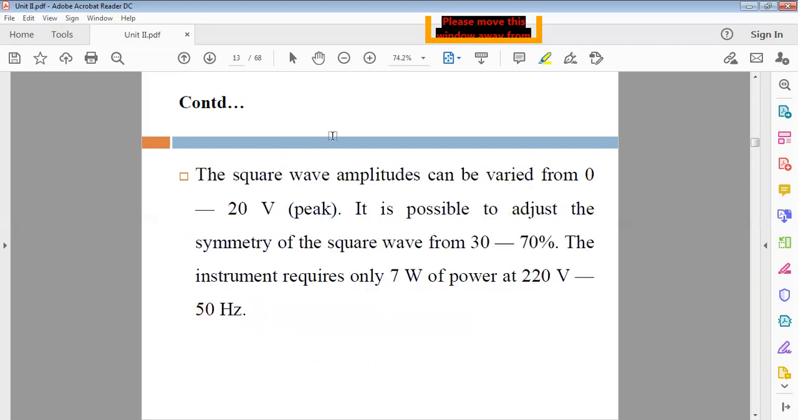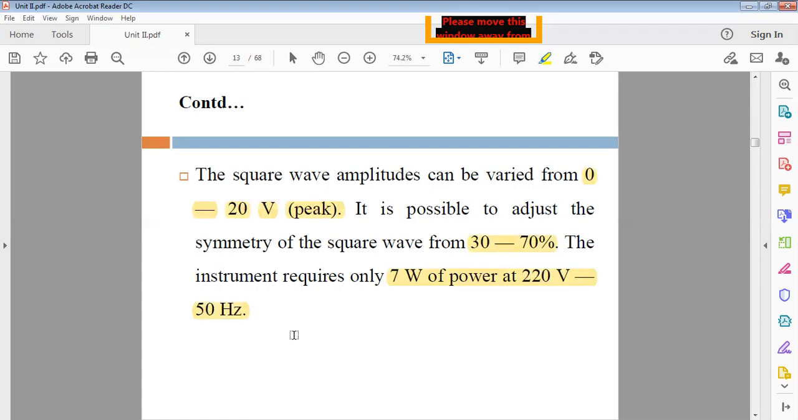Next, the square wave amplitude can be varied from 0 to 20 volts peak. Square wave can be generated with an amplitude varying from 0 to 20 volts. And the generated square wave duty cycle can also be varied from 30% to 70% by using symmetric control. Next, this entire signal generator requires 7 watts of power at 220 volts, 50 hertz.